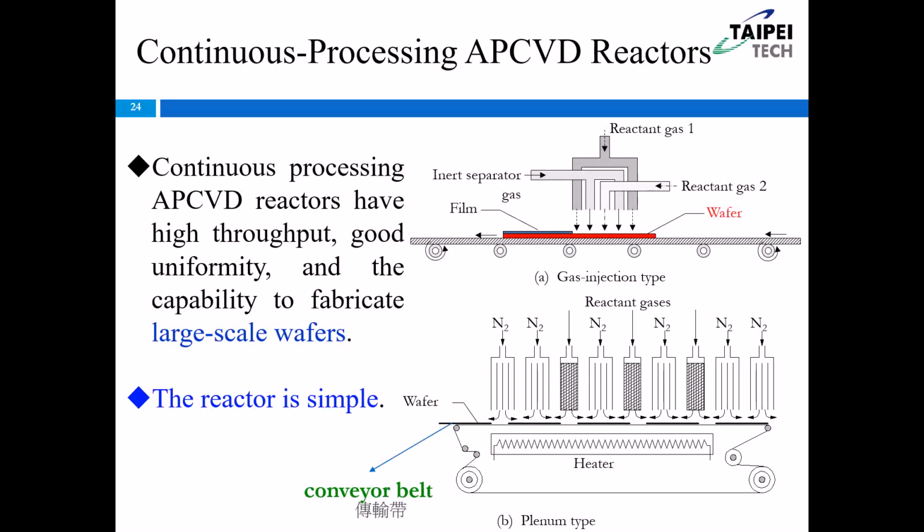They only use the conveyor belt to transport the silicon wafer. So the reactor is very simple, because it doesn't require the pumping system.